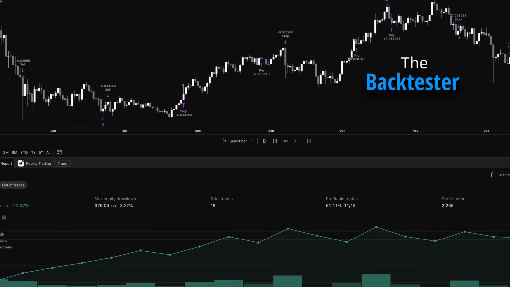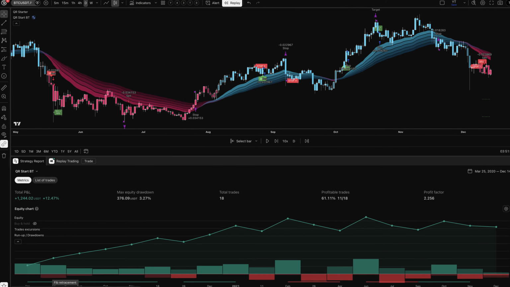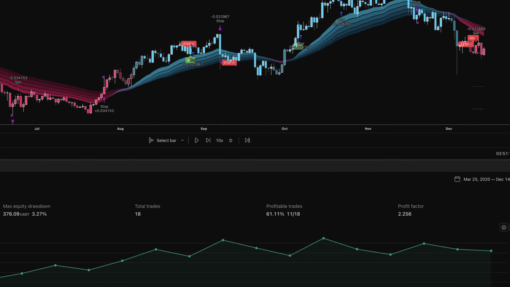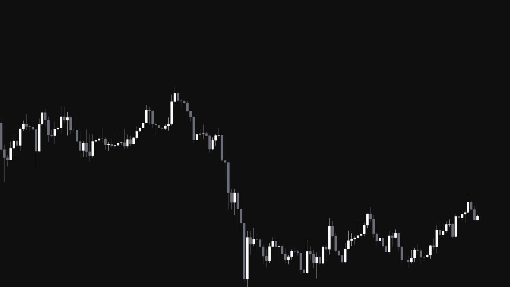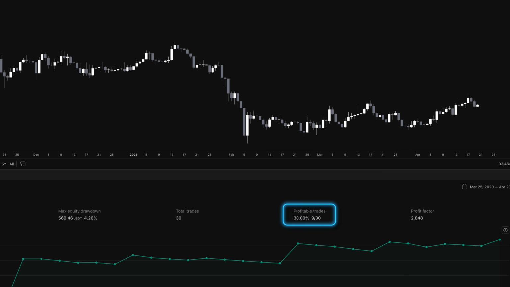QR Starter is bundled with a backtester. Same logic, same settings, but runs as a strategy so you can see historical performance in TradingView's strategy tester. This is actually where you should start. Add the backtester to your chart, test different configurations, check the results. Win rate, profit factor, drawdown. Actual numbers before you risk real money.